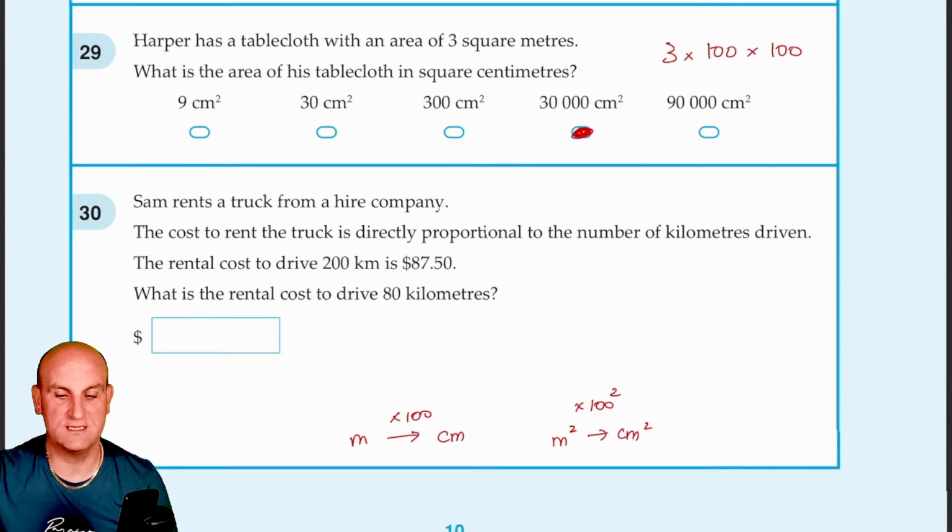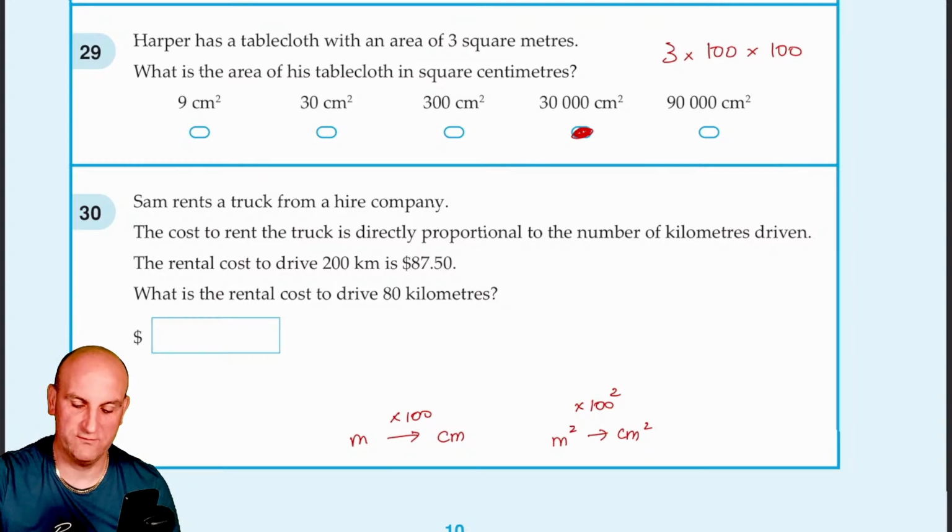Question 30, I think this is the last one. Sam rents a truck from a hire company. The cost to rent the truck is directly proportional to the number of kilometers driven. The rental cost to drive 200 kilometers is $87.50. What is the rental cost to drive 80 kilometers?